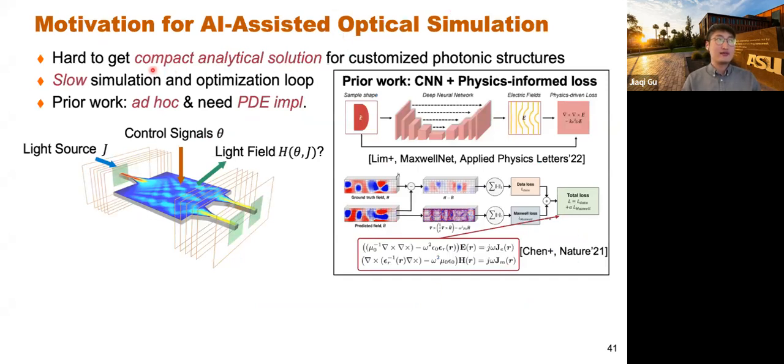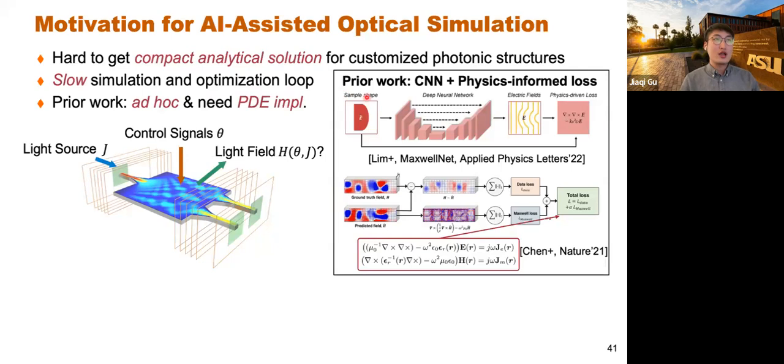So the motivation here for AI is, if you want to have some customized photonic structure, there's no way you can derive an analytical solution to describe the device behavior. You have to ask commercial simulation tools to perform a very slow numerical simulation, basically solving the Maxwell equation to get the optical field and behavior, and then perform an optimization loop. And you don't have the gradient, you just keep querying the simulation tool. It's very slow, and AI can help you accelerate this process.